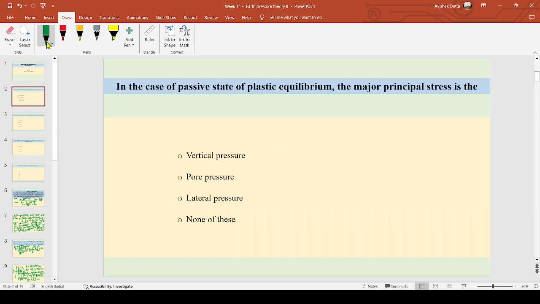The first one is this one. What is the answer? The first one is C, sir. Yes, very good. Lateral pressure. If I had mentioned over here in the case of active state, then what will be the answer? Vertical pressure. Very good. Okay. Next question.